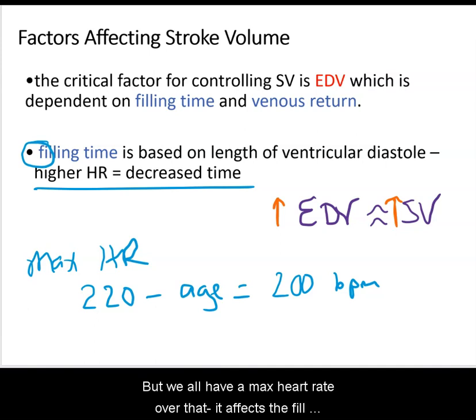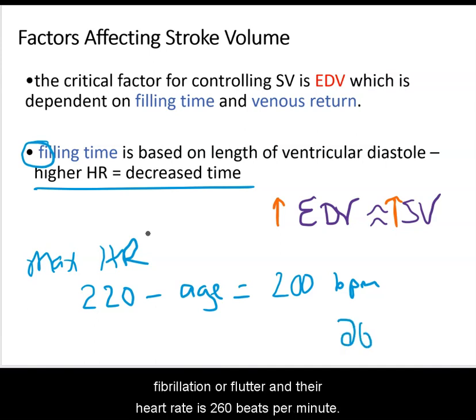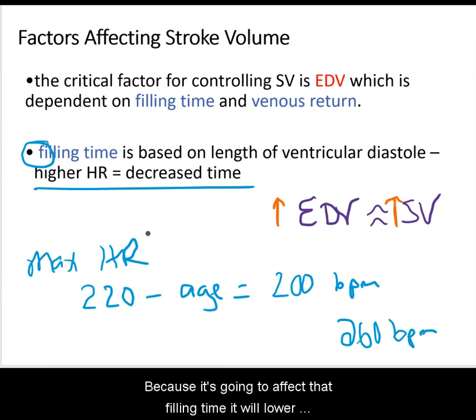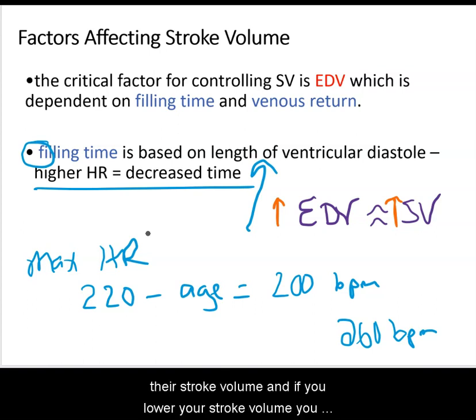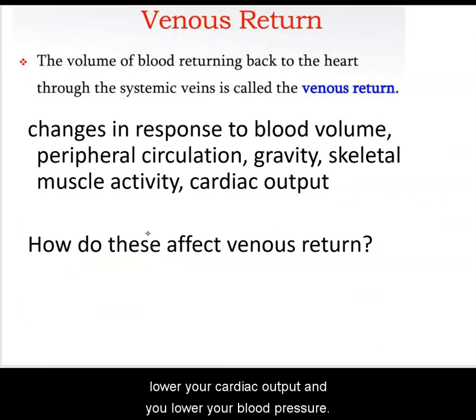But we all have a max heart rate. Over that, it affects the fill time. So when we look at arrhythmias, we do worry if someone is in some sort of fibrillation or flutter and their heart rate is 260 beats per minute, because it's going to affect that filling time. It will lower their stroke volume. And if you lower your stroke volume, you lower your cardiac output and you lower your blood pressure.